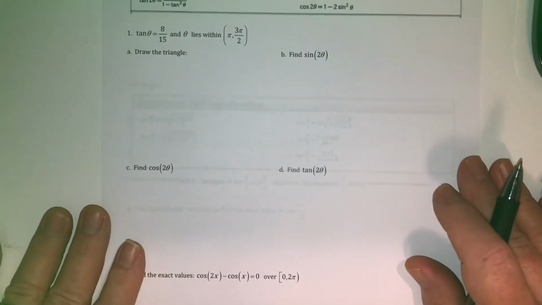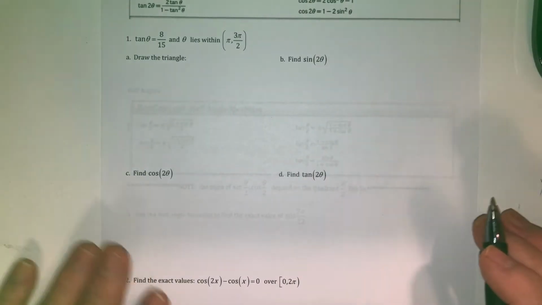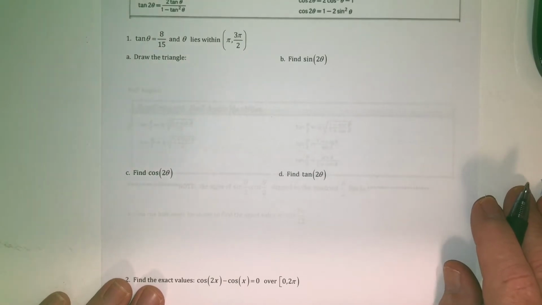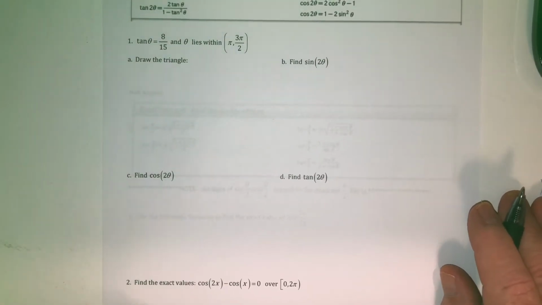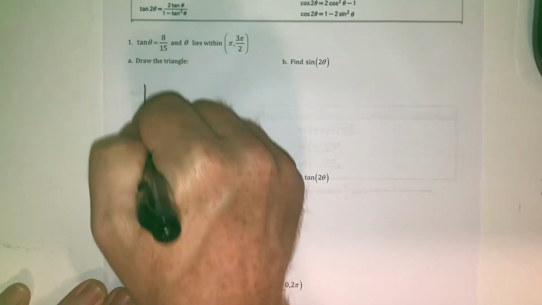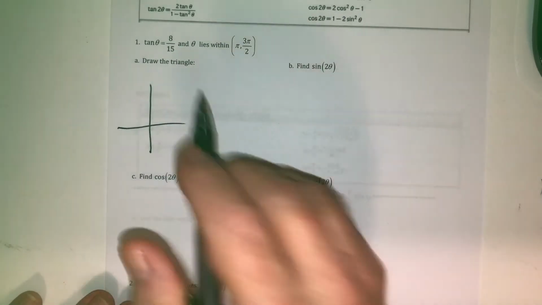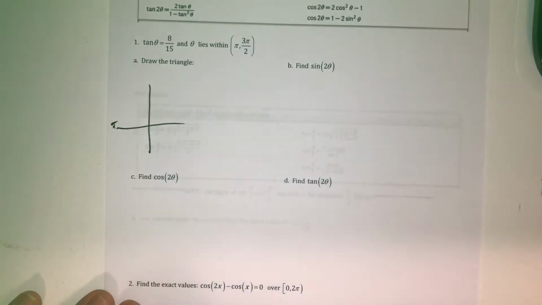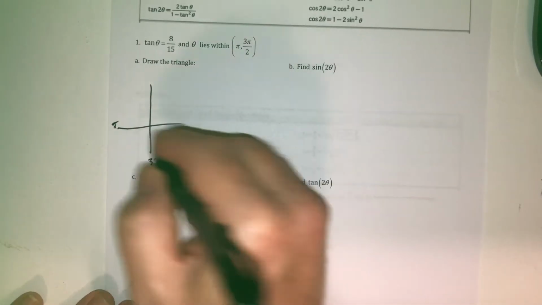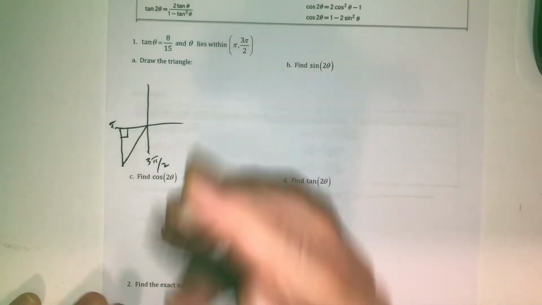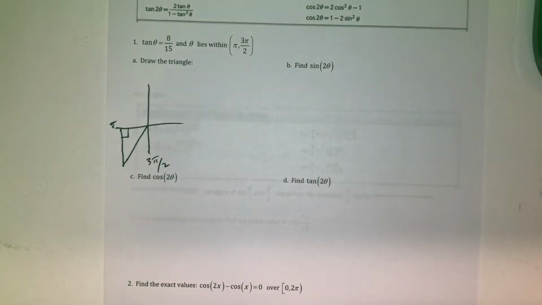Example number 1 says draw the triangle given the tangent of theta is 8/15 and theta lies within pi and 3 pi over 2. Well, basically what that means to me is I'm going to sketch it first of all, and if theta lies between pi, which is over here, and 3 pi over 2, that means this angle is down here in the third quadrant somewhere. So I'm going to draw me a right triangle down there, okay? And I'm going to let that reference angle there be theta.